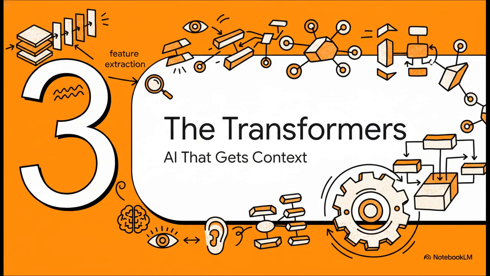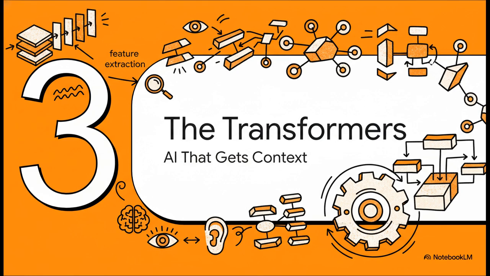So, CNNs are awesome at seeing the what in a picture. They can spot a cat, a car, a tree. But what about the story? What about the relationships between things? For that deeper level of understanding, AI needed a new trick up its sleeve.